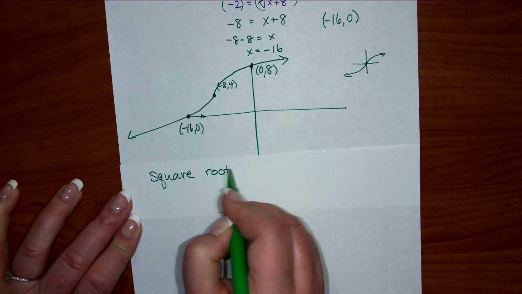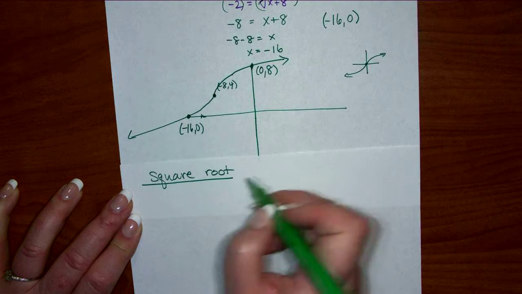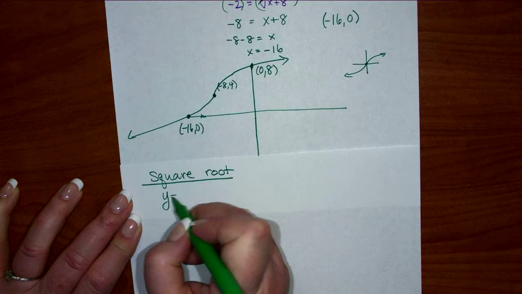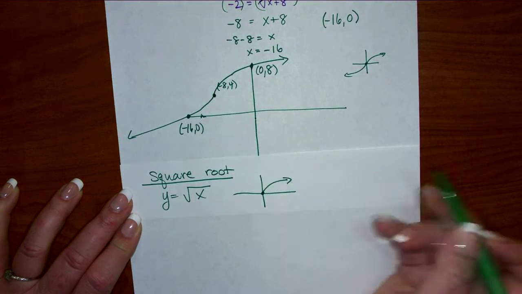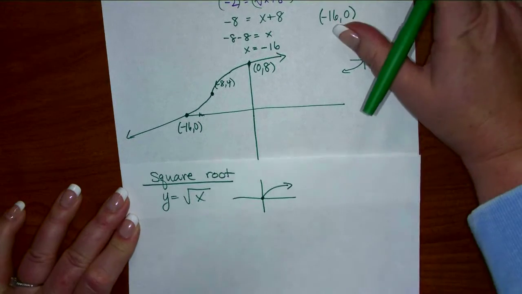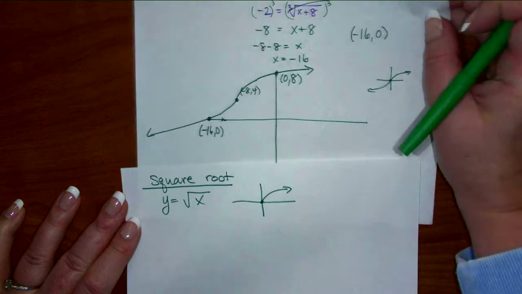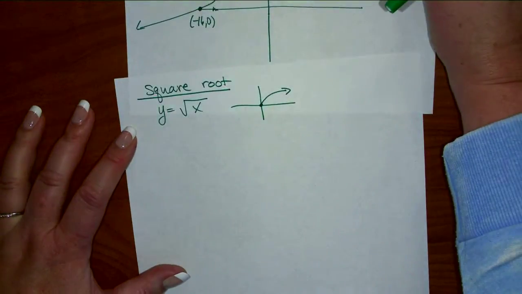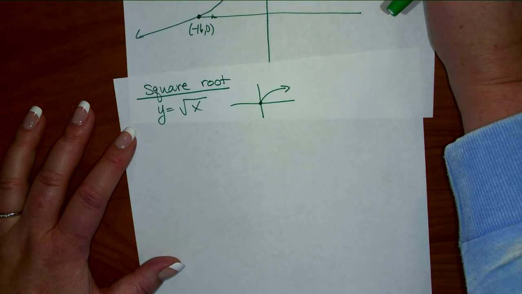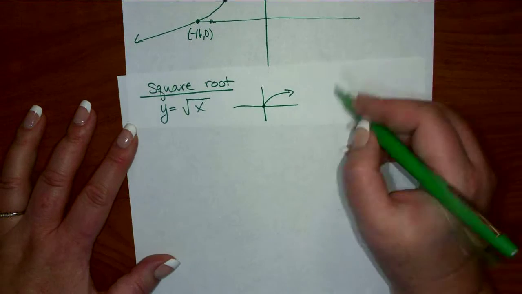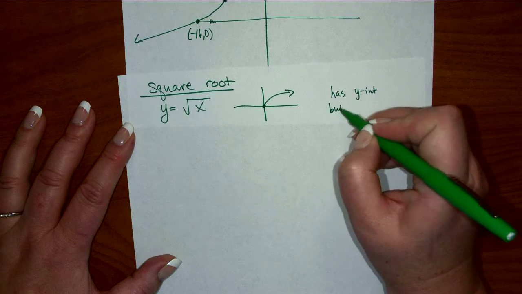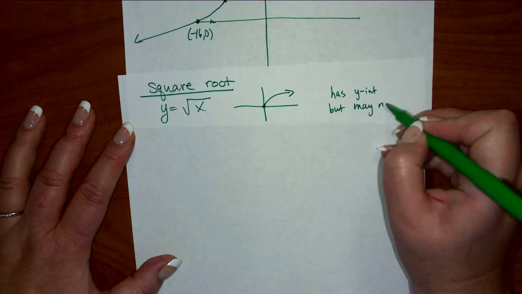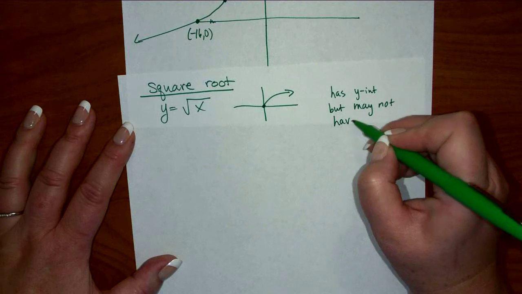So this one's a little different because the regular square root is only a half parabola on its side, like that. It doesn't always have an x and a y-intercept. Okay, it will have a y-intercept, for sure, but may not have an x-intercept because we can draw it so that it moves up here.